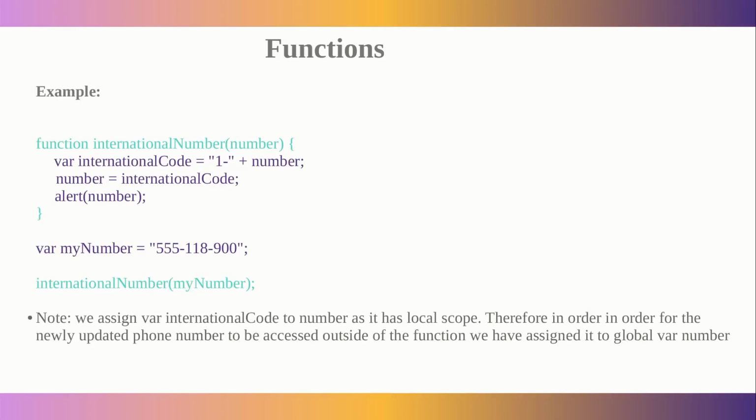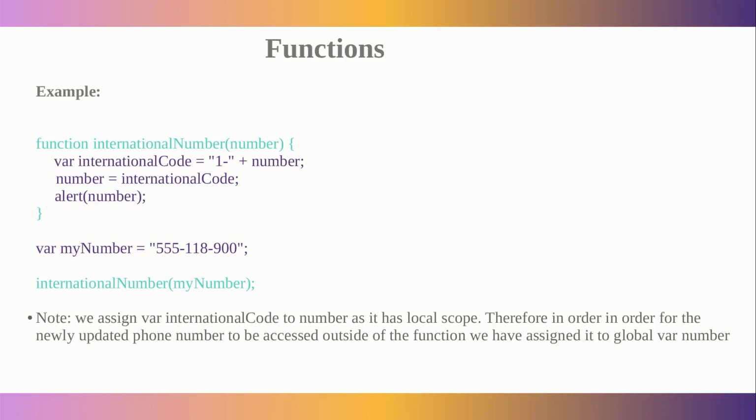In our example here, we have a function called international number, which takes an argument called number. And inside the function, we have declared a local variable called var international code. Var international code is assigned a value consisting of the result of the concatenation of the string number 1 to the input of our function simply called number, which is also a string data type, therefore alerting the complete international dialing code. Okay, so let's call our function.